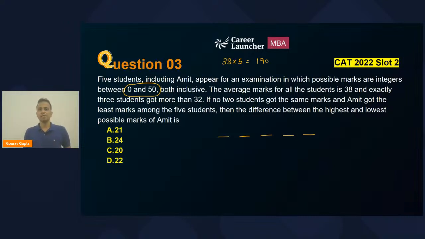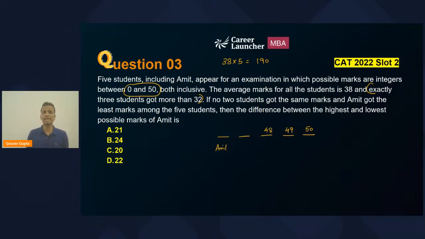All right. Now, the average marks of all the students is 38, and exactly 3 students got more than 32. So there are exactly 3 students who got more than 32 marks, right? If no 2 students got the same marks and Amit got the lowest, let's say these are the 5 marks in increasing order, and I want to minimize the score of Amit. So I should be maximizing the score of the other students, right? So the topper got 50 marks, then 49 and 48, since all the marks should be different, no 2 students got the same marks.